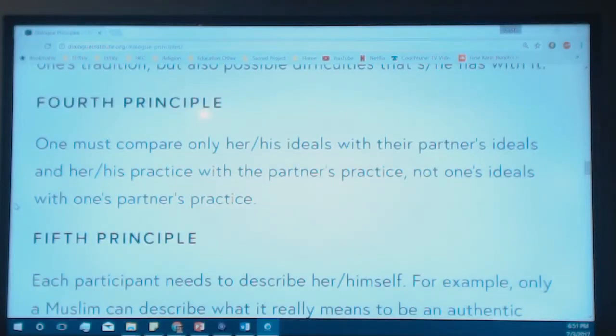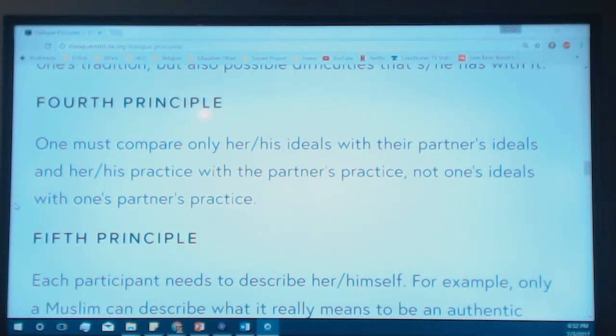Fourth principle: one must compare only his or her ideas with their partner's ideas, and his or her practice with the partner's practice, not one's ideas with one's practice. Now, I am sure many of you have heard the phrase, do as I say and not as I do. In the course objectives for this class, it mentions that we will discuss the differences between belief and behavior. And the fact is, there are huge differences.